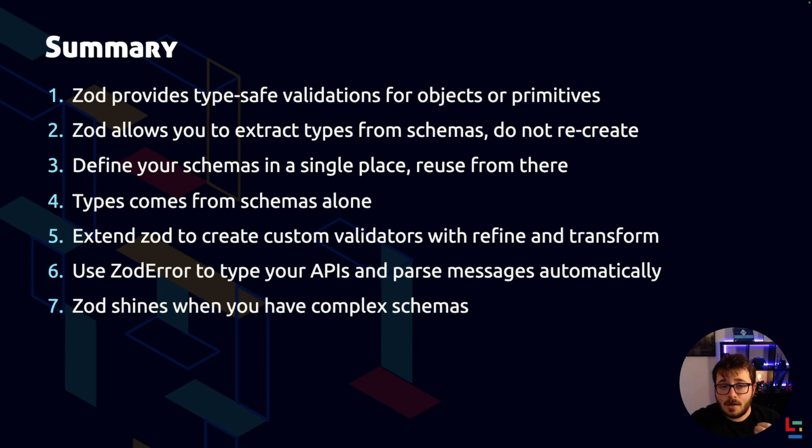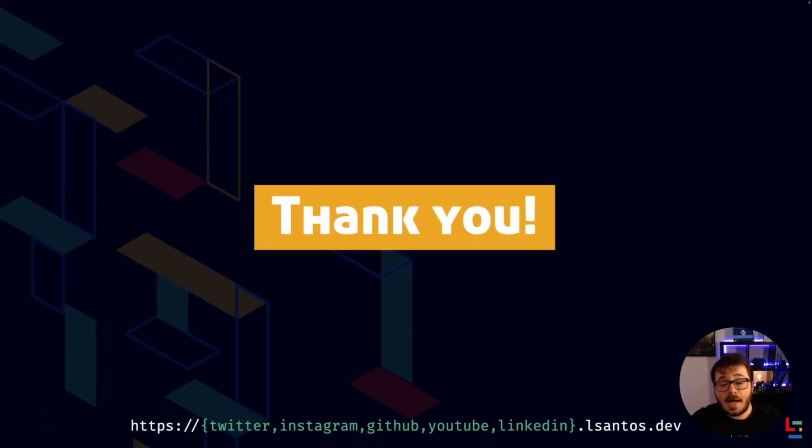And Zod really shines when you have complex schemas. So when you have complex schemas, try to break them down into different schemas and then parse them using transform, right? If you had another nested schema inside the nested schema, you could always transform the schemas and bubble them up, right? So this is what I had for you.